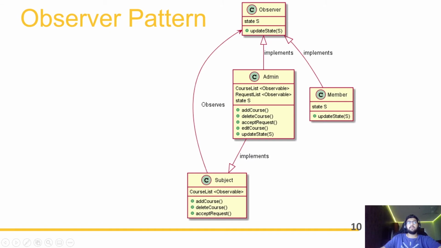As we can see, admins implement subjects, and subjects are what the observer observes. Admin also implements the observer class, and members also listen to the observer class. So any changes happening via the subject are listened to or observed from admin or member classes. And changes can be implemented without reloading the web page.